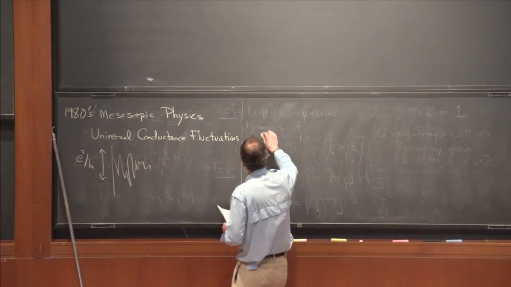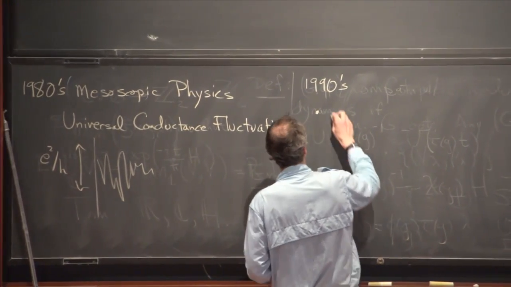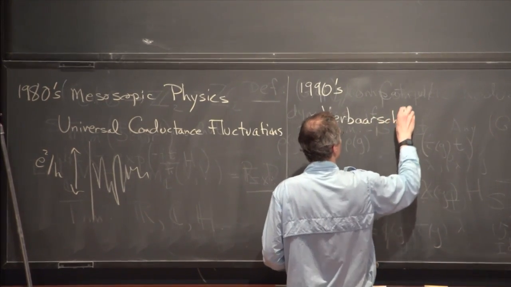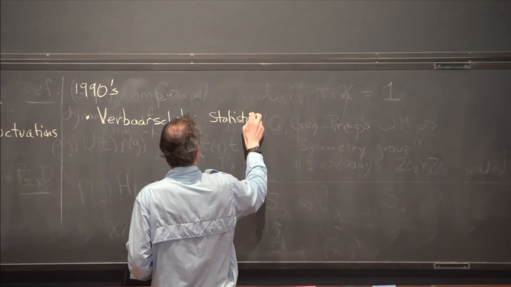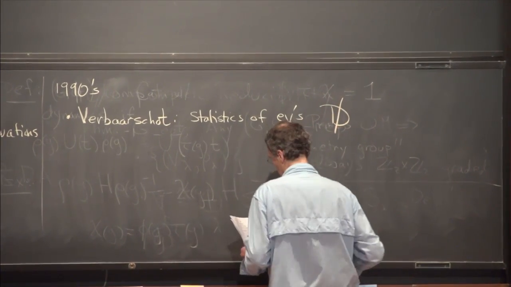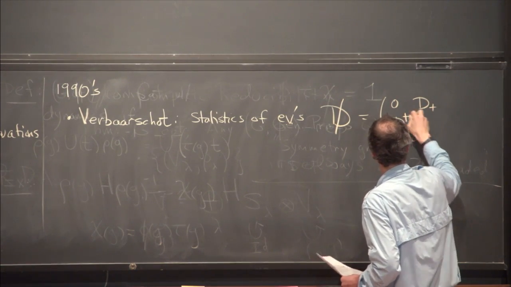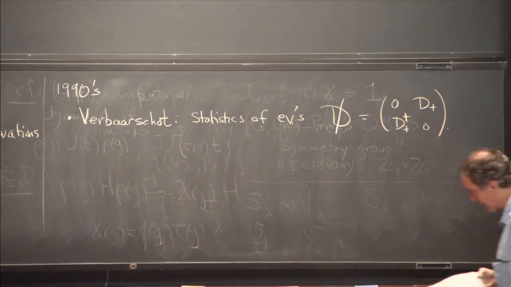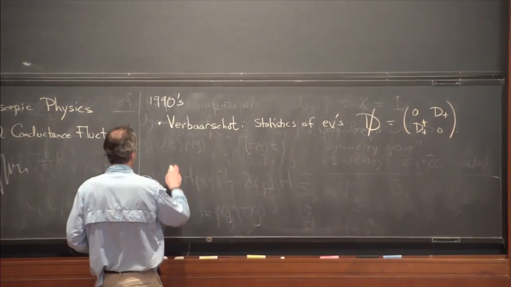Now, later in the 1990s, there were three developments. One was Verbaarschot, who was studying the statistics of the eigenvalues of the Euclidean Dirac operator. Now you see the Euclidean Dirac operator has this kind of structure, some kind of chiral symmetry, and he found that the statistics was not well modeled by that up there, and he needed a new distribution.